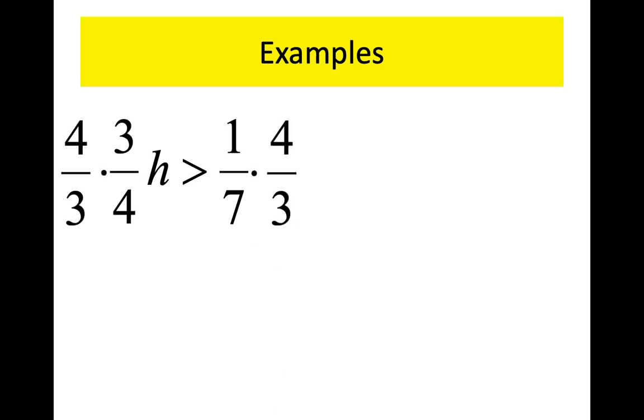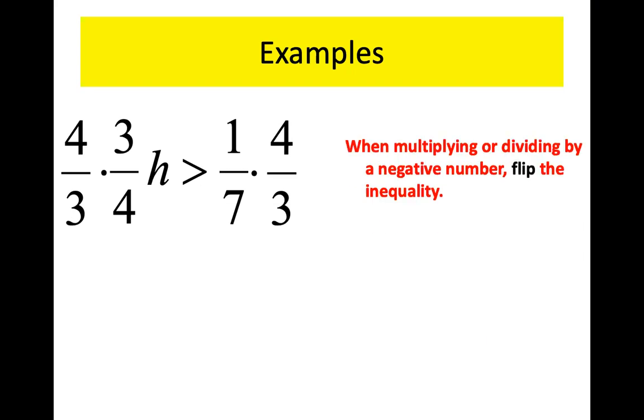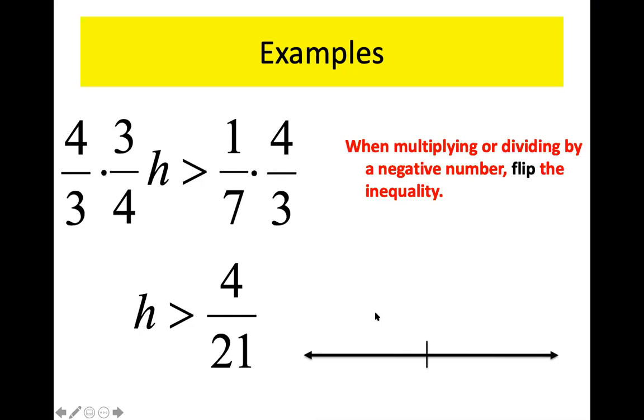Now, I didn't multiply or divide by negative numbers, so I don't need to flip the inequality. I simply do the math. On the left side, everything cancels, and on the right side, multiply straight across. Notice there's nothing to cross reduce here. We get 4/21, and that's what you will graph. And I will pause and see if there's any question.